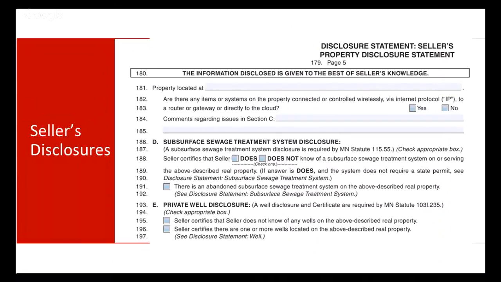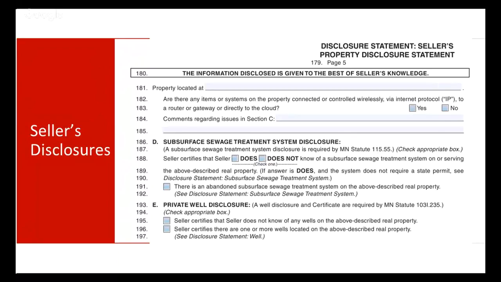Serving the above described real property. If the answer is does and the system does not require a state permit, see the disclosure. That's a different disclosure. Or there's an abandoned subsurface sewage system on the above real estate property, which we still have to disclose, and its location, right?